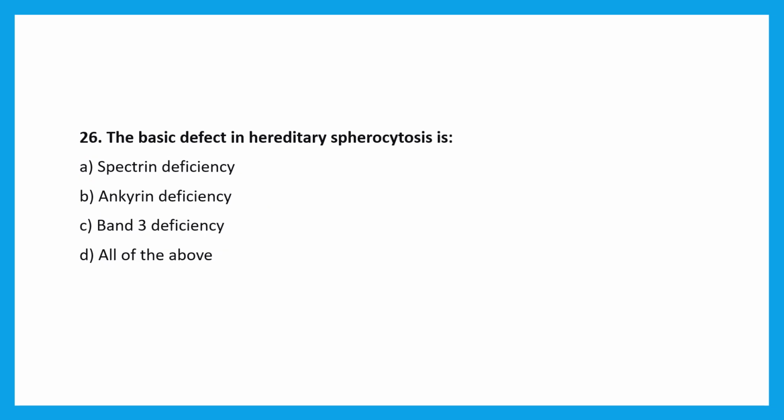All right. The basic defect in hereditary spherocytosis is what? A. Spectrin deficiency, B. Ankyrin deficiency, C. Band 3 deficiency, and D. All of the above. What is the basic defect in hereditary spherocytosis?